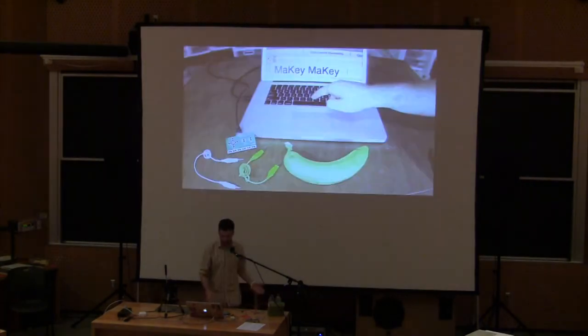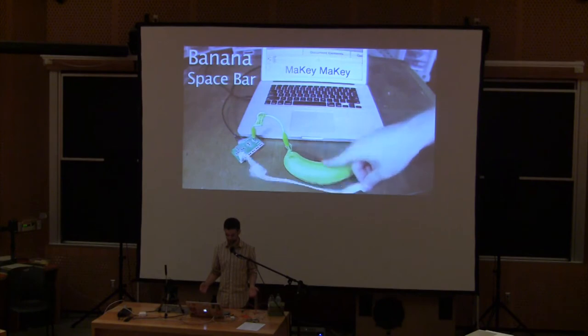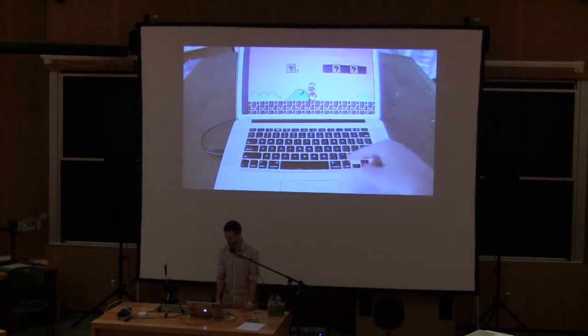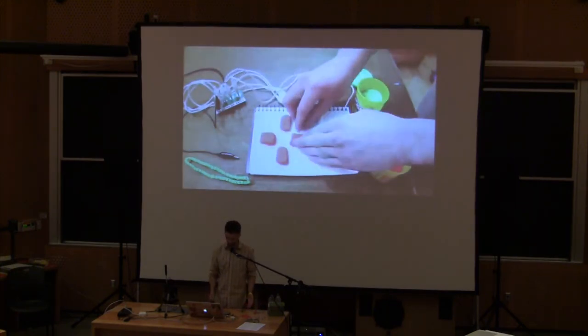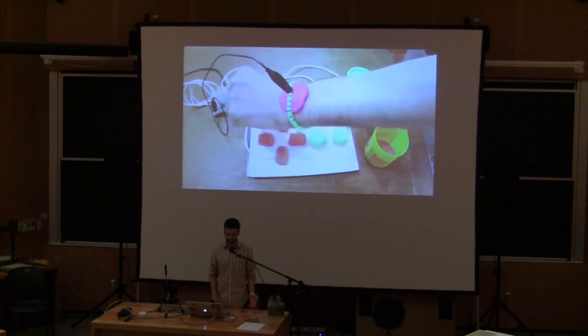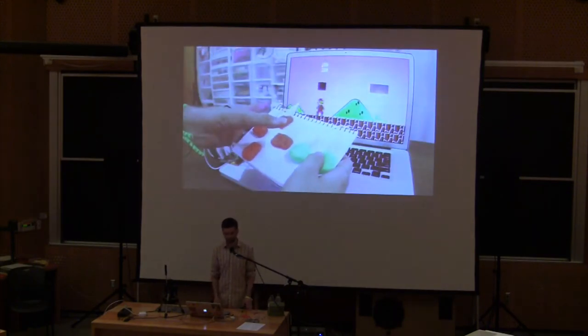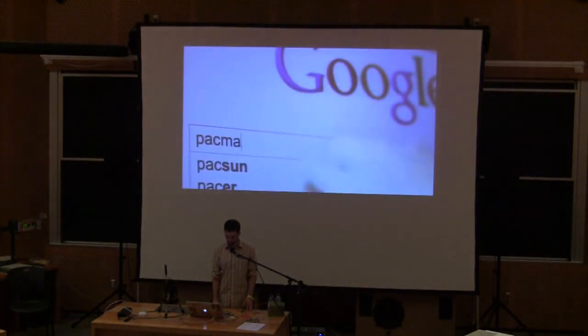So it's about making anything into a key. So instead of pressing your boring old space bar, you plug a banana in, and now you have a banana space bar, obviously. You can play Mario Brothers with your keyboard, or get some Play-Doh, plug that into the Makey Makey, and now you've got your own working Nintendo controller made of Play-Doh. It's a little squishier, but it works.